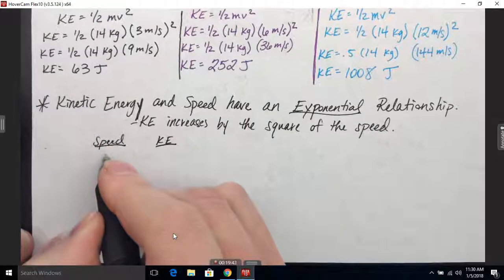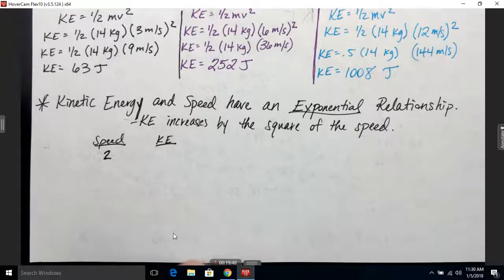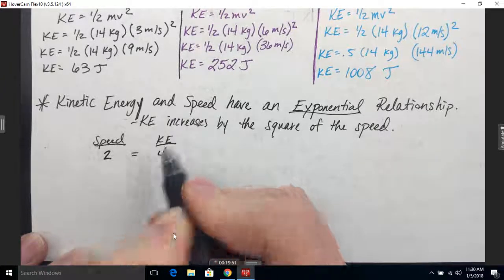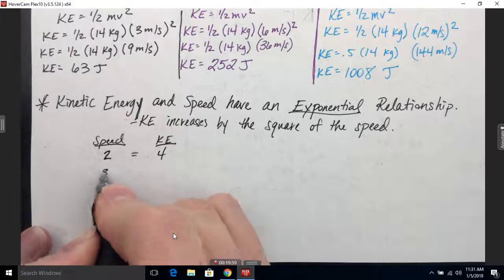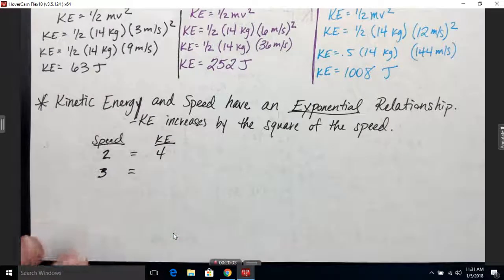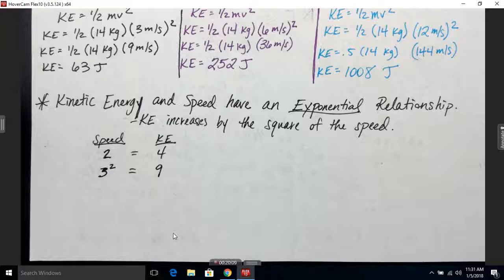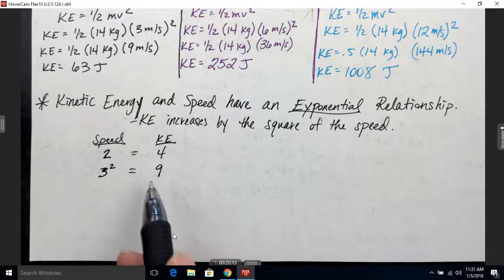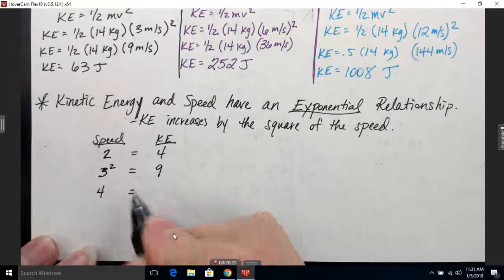So let's say speed is going up by 2. What's 2 squared? So that's where y'all's quadruple came from. See what I'm saying? Okay, if speed's going up by 3, 3 squared, 9. I don't know how to say that. Yeah, I know, but do you get it? So we would be multiplying times 9 to get the kinetic energy.